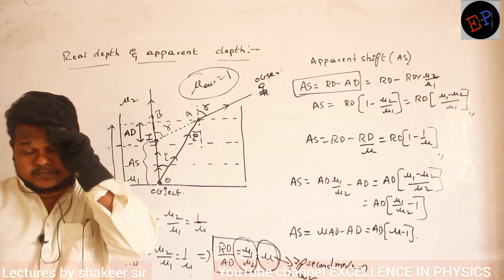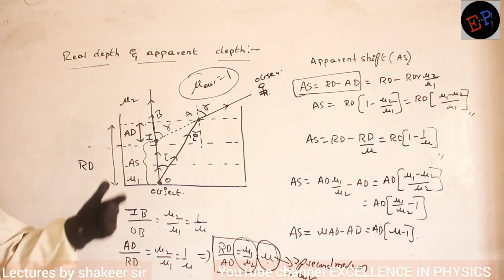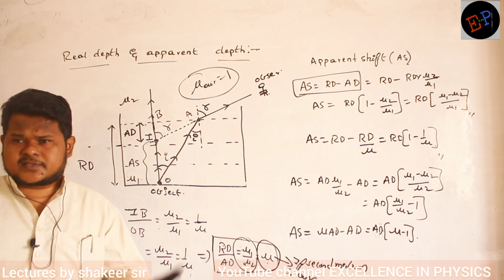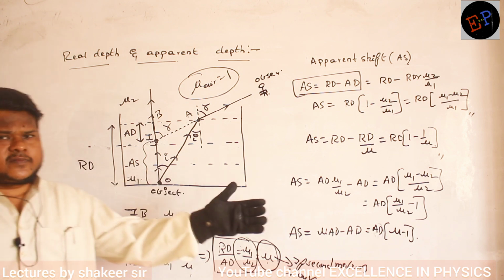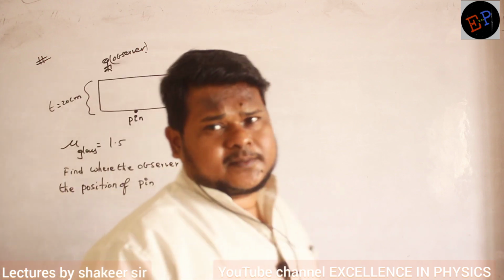You understand how we are doing this, right? Very simple concept. Just as we have derived, by applying Snell's law, that's all. We applied Snell's law and we got this total calculation. Fine.